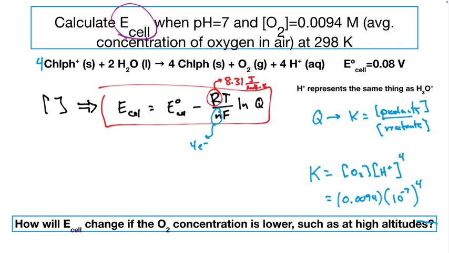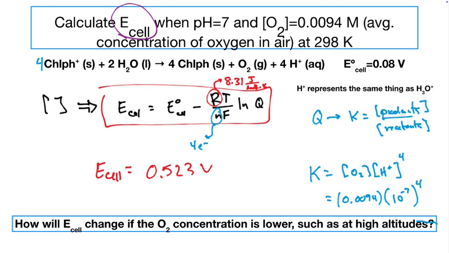Just for the sake of numbers, what do you get for the E cell? 0.523. Yeah, you round. 0.523 or 0.524 is okay, volts. Which then, what do we do with the bottom one?